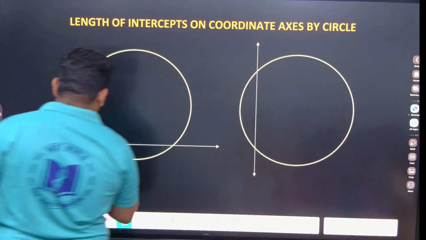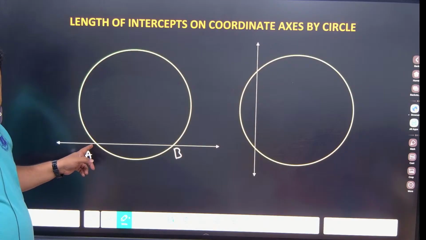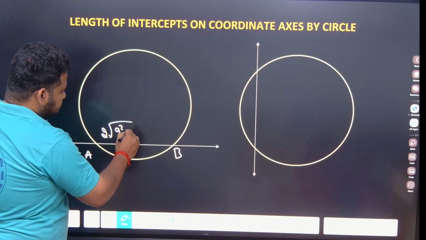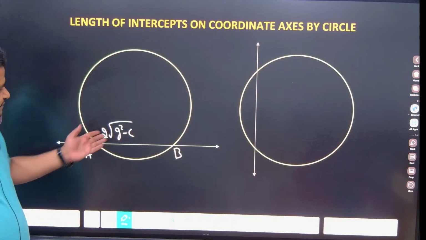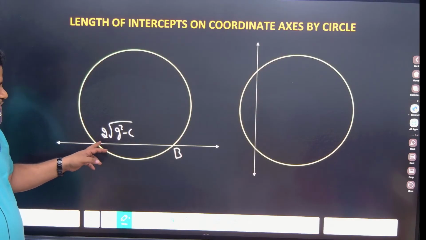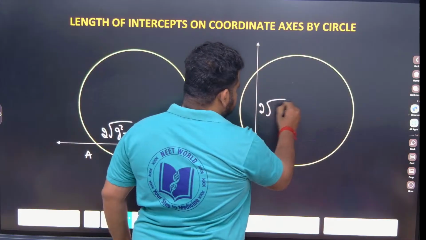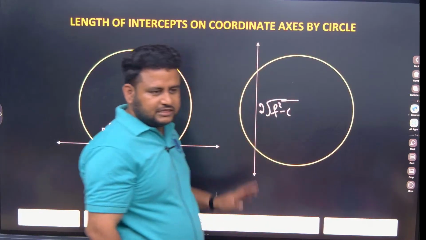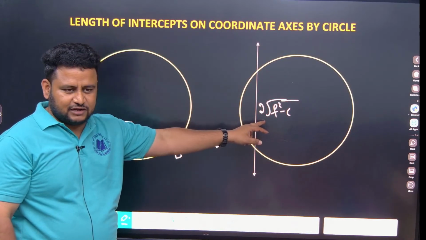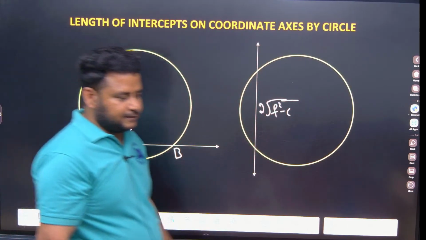Suppose this is AB. If I ask the length of this, what will happen? The length of the chord is given by 2 times square root of G square minus C, because here F is not there. So the value will be 2 times square root of G square minus C. Now if I ask this for this one, 2 times square root of F square minus C. Understood? Like this you can use the formulas directly. If it is cutting y axis, this is the value for length of the chord. This is the value for length of the chord cutting x axis. Make a note, important.